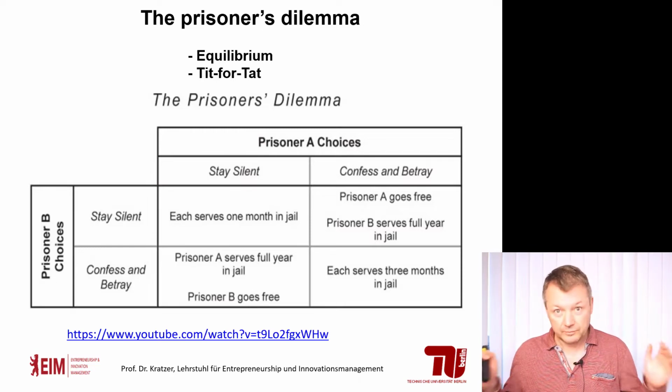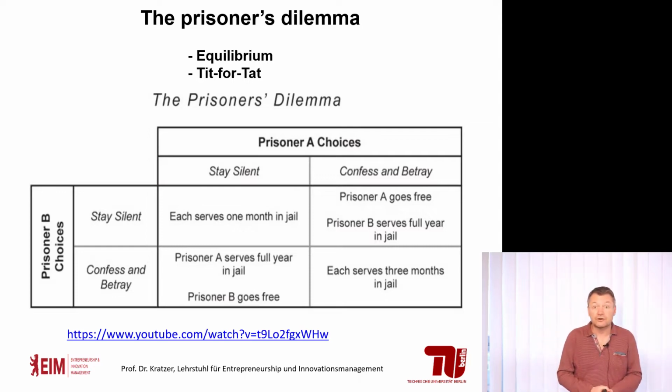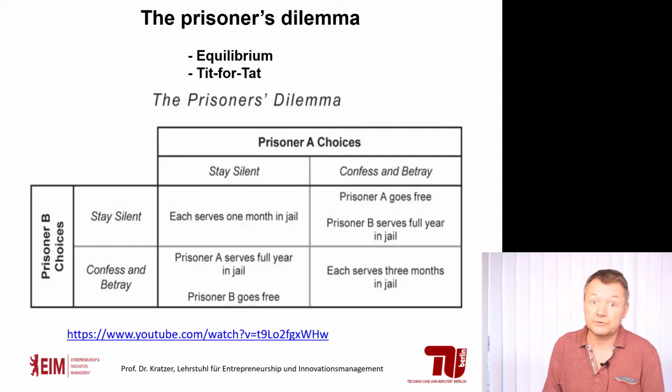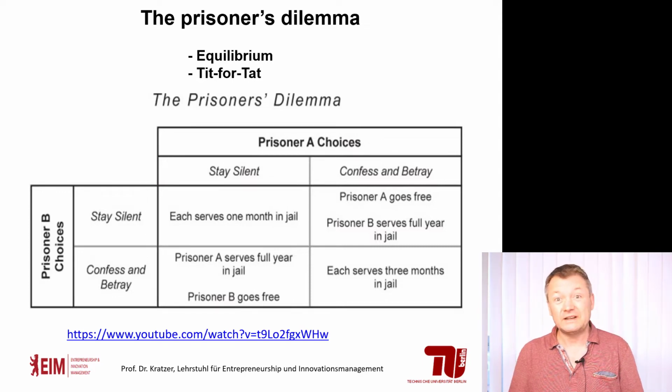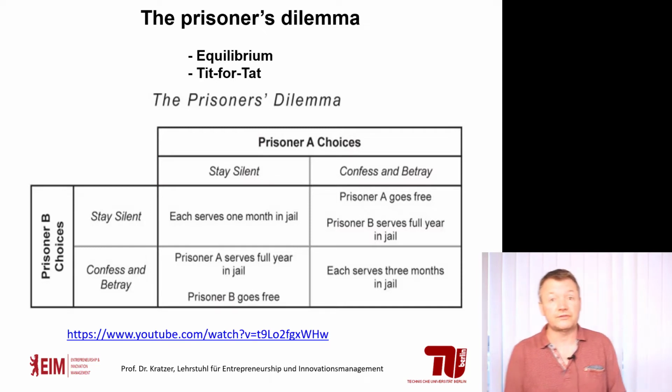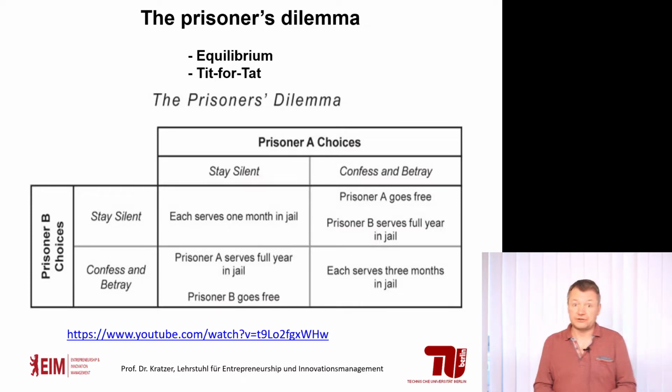And then you put them into different rooms and you talk to them and you want them to confess. What's the strategy of the prisoner? And surprisingly, the best strategy of the prisoner in this situation is to confess and betray the other one, because that's the most favorable situation to be in. There is no better choice independently of what the other is doing. And that's also called a Nash equilibrium.